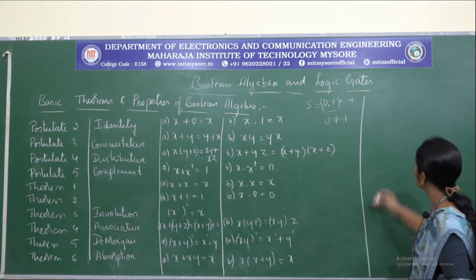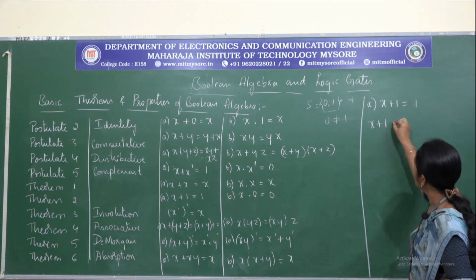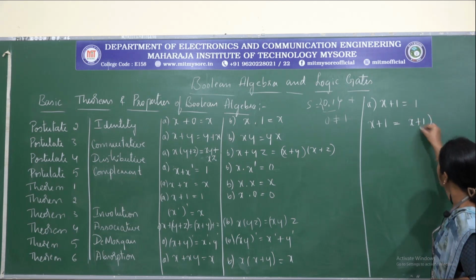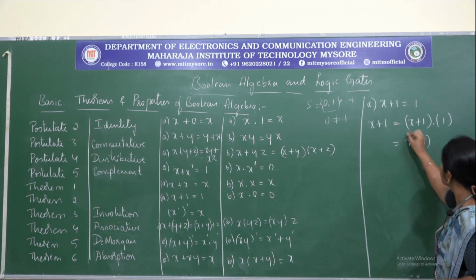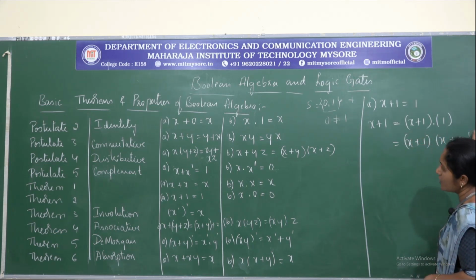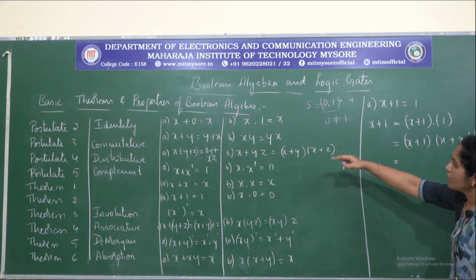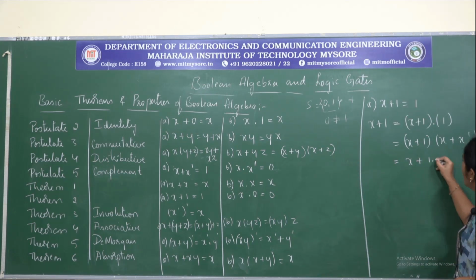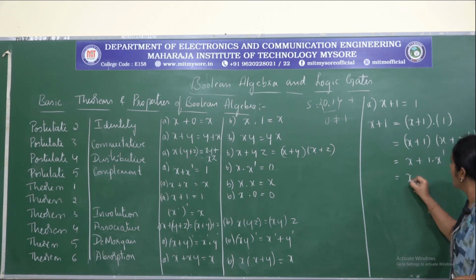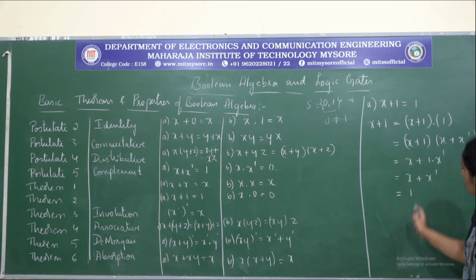Now let us consider theorem 2. Theorem 2 is x plus 1 is equal to 1. Let me consider the LHS. This can be written as x plus 1 into 1. Further, this can be written as x plus x dash from postulate 5, and now it is in the expanded form. Using postulate 4b, we can write this as (x plus 1) dot (x plus x dash), which is nothing but 1 dot (x plus x dash). So x plus x dash from postulate 5a is 1. Therefore x plus 1 is equal to 1.